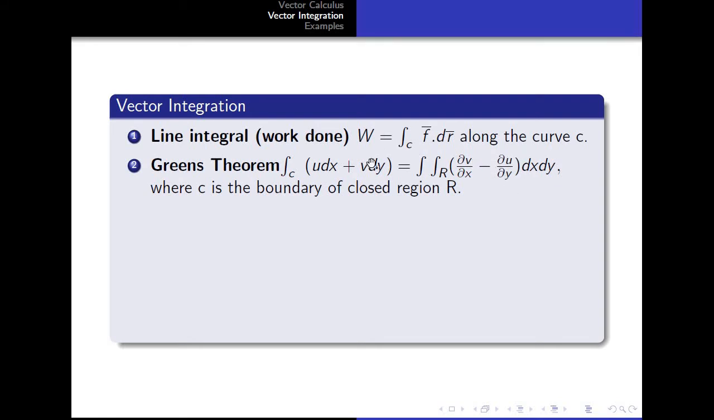How to remember this? V is the coefficient of the dy term, therefore we partially differentiate it with respect to x. Minus, u is the coefficient of the dx term, which we differentiate partially with respect to y. This theorem gives the relation between the line integral and the surface integral.